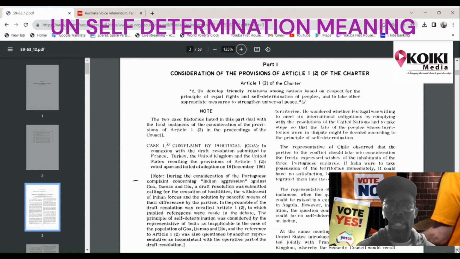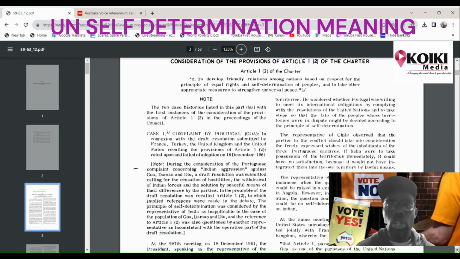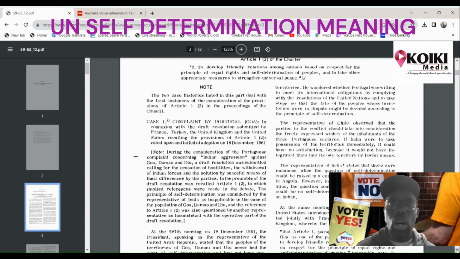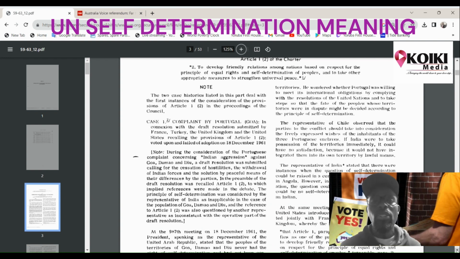The principle of self-determination was considered by the representative of India as inapplicable in the case of the population of Goa, Daman, and Diu, and the reference to Article 1 was also questioned by other representatives as inconsistent with the operative part of the draft.